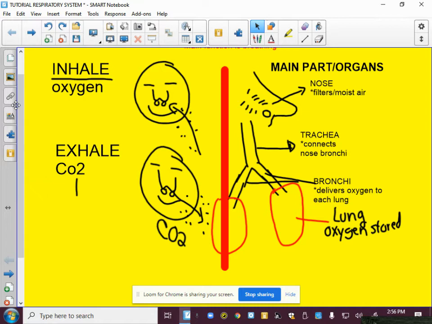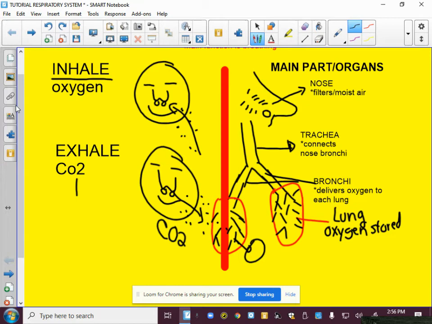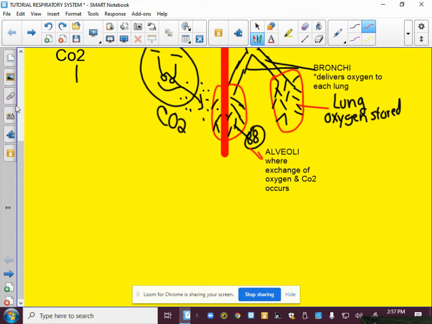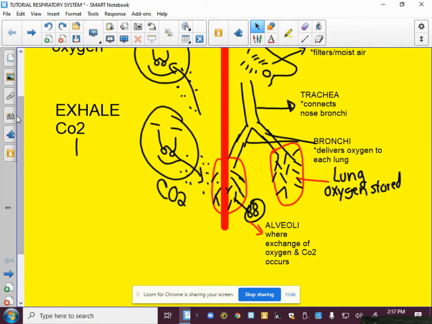Inside the lung, we have a bunch of little smaller tubes that break down like this. They branch out like trees all over the lungs. And then at the end of each tube, we're going to draw like a magnifying glass. Inside those microscopic tubes are little clusters like grapes. Inside those clusters is called the alveoli. And the alveoli main function is that's where the exchange of oxygen and CO2 occurs, okay?